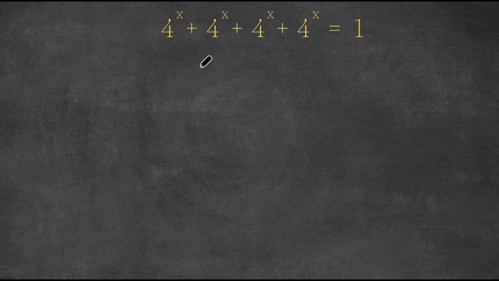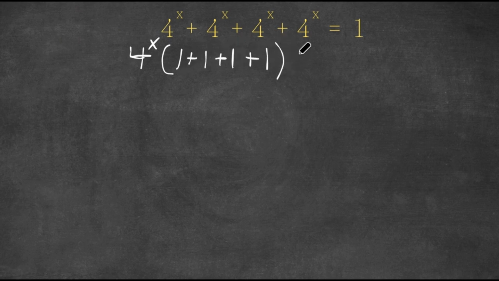Now, because I have so many 4 to the power of x's on my left-hand side, I'm simply going to factor out 4 to the power of x. So now I have 4 to the power of x times. Now 4 to the power of x divided by 4 to the power of x is 1, because anything divided by itself is 1. So I have 1 plus 1 plus 1 plus 1. And this is equal to 1.